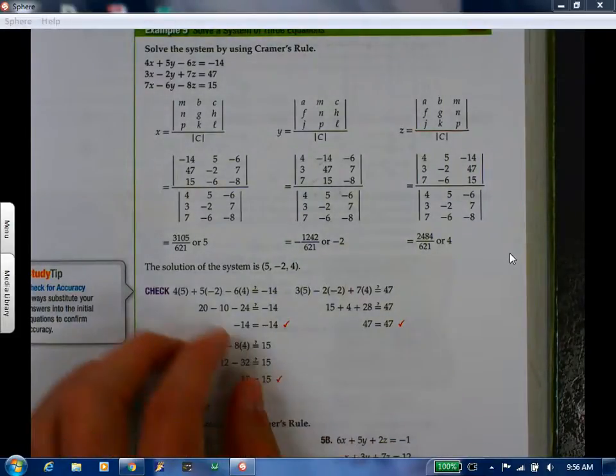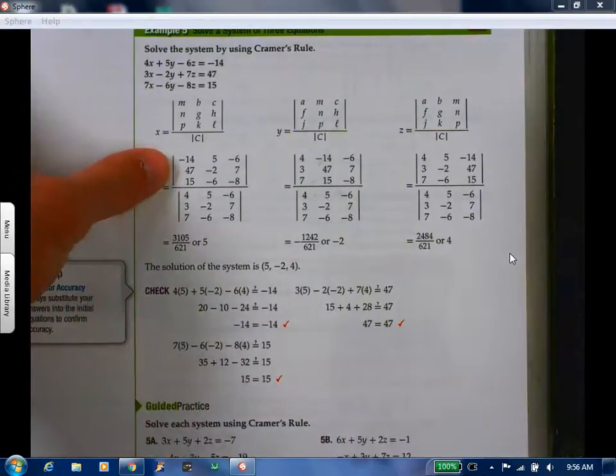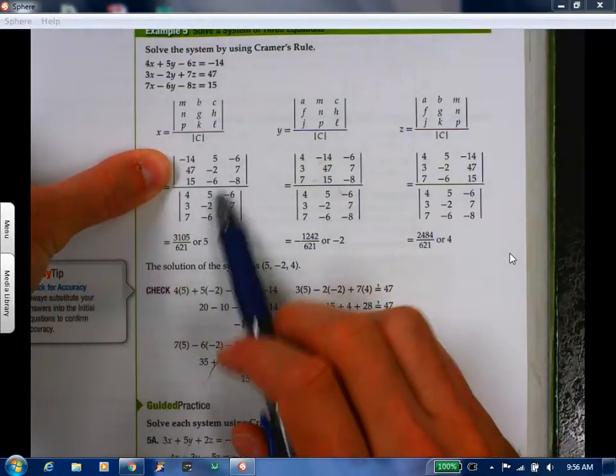On top, you notice these 2 columns are the same, but what happened? Where did these numbers come from?